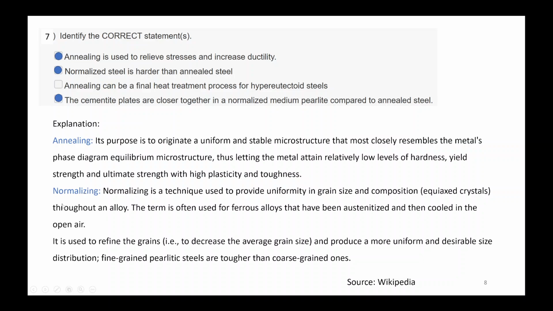And in case of normalizing, it is a technique used to provide uniformity in grain size and composition, and it will lead to formation of equiaxed crystals throughout the alloy, and the term is often used for ferrous alloys that have been austenitized and then cooled in the open air. It is used to refine the grains, decrease their average size, and produce a more uniform and desirable size distribution. Fine grained pearlitic steels are tougher than the coarse grained ones. So your normalizing will give you tougher and fine pearlitic structure.